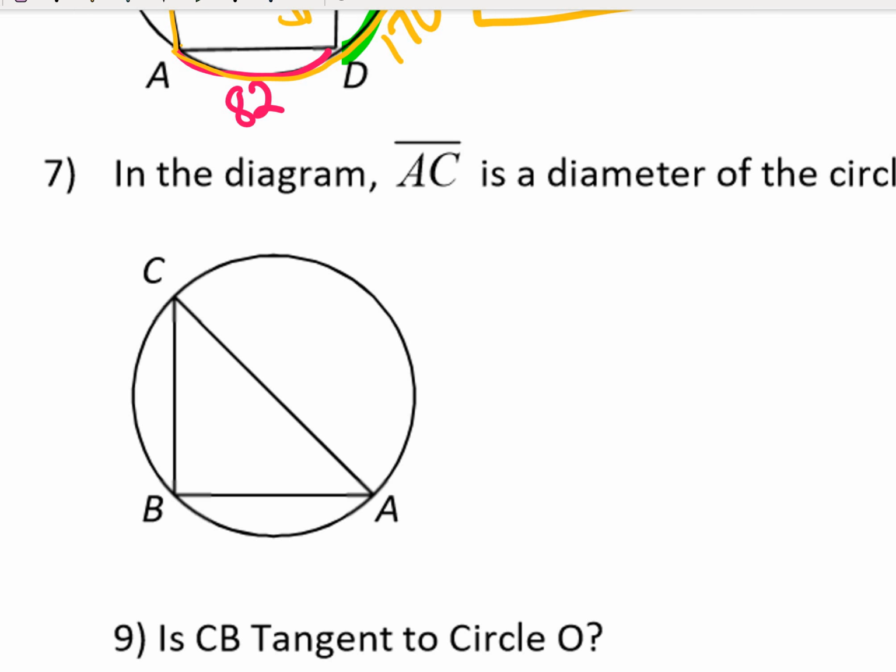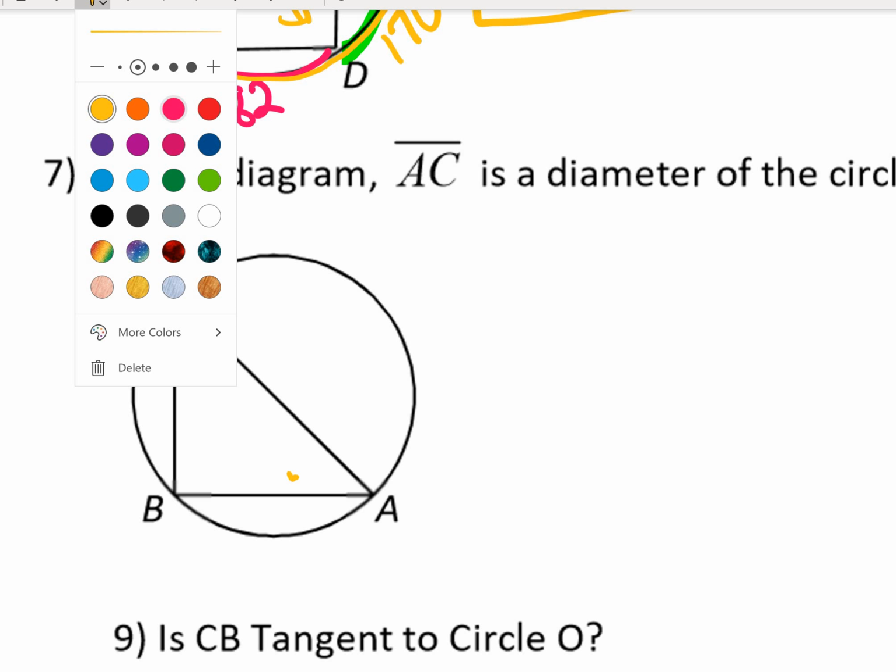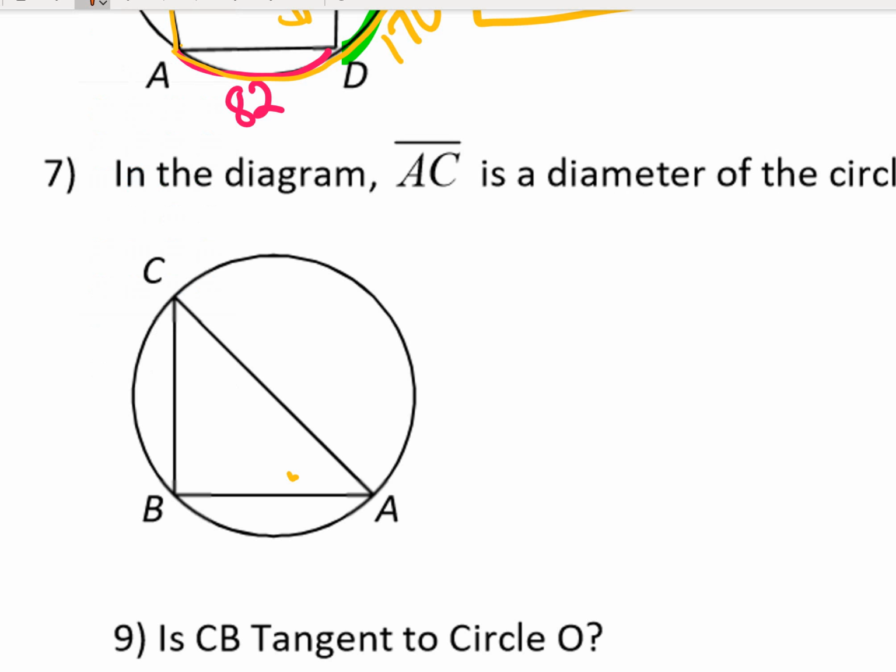AC is a diameter, and CAB is 55. Let me switch colors. That may not be showing up very good. Let's go, we'll go orange. CAB is 55. Okay. And what do we need to find? The measure of AB.